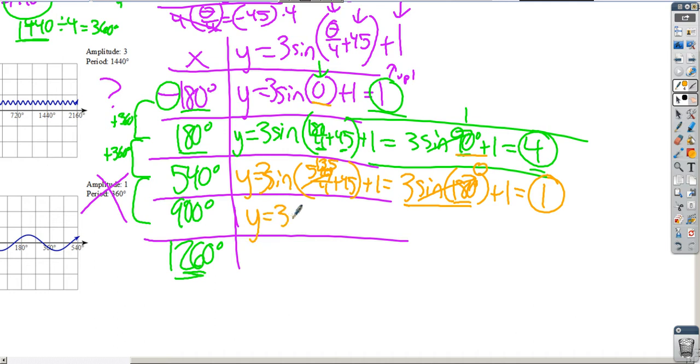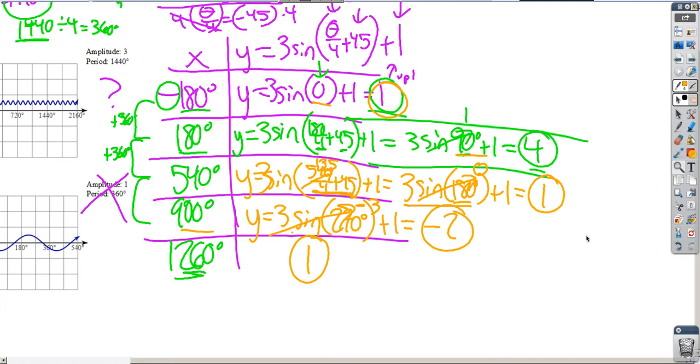Just to save a little bit of time, when you plug in 900 here, this turns out to be 900 divided by 4 is 225 plus 45. You're going to get 270 there. And when you simplify, sine of 270 is negative 1. 3 times negative 1 is negative 3 plus 1 gives you negative 2. And then when you plug in the last one, you wind up back where you started.